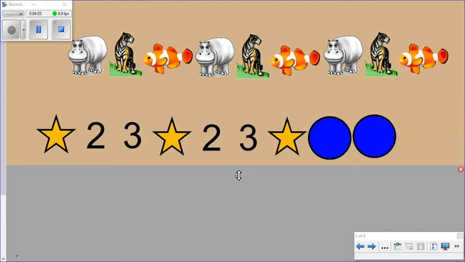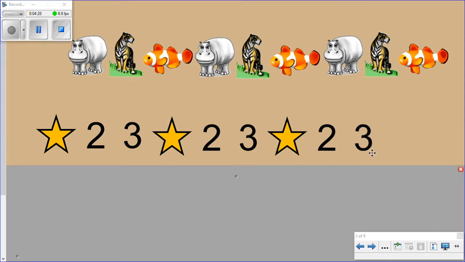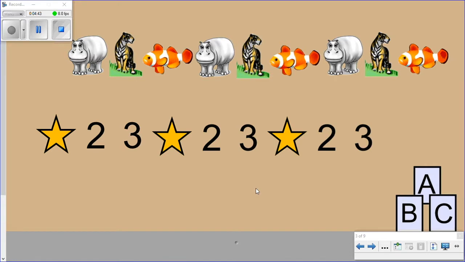Now this pattern. Interesting. I've used some shapes and numbers. So I have a star, then the number 2, 3. A star, 2, 3. A star. So what comes next? 2. And then 3. Now, once again, we have 2 patterns that look very different, but they are actually the same kind of pattern. Let's use my letter cards again to find that out.